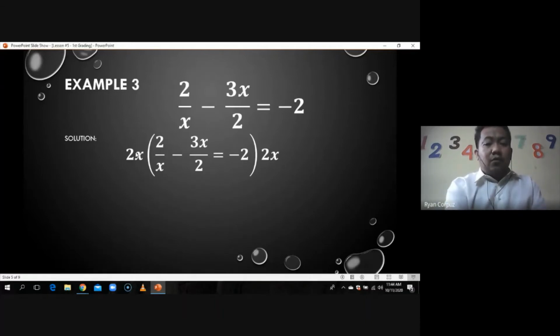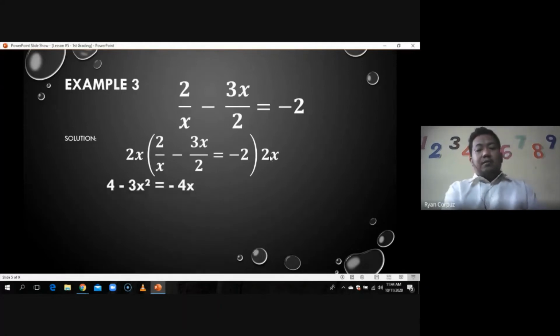Minus 2x divided by 2, that would be x because 2 will be cancelled out. Then x times 3x is equal to 3x squared. So we have 4 minus 3x squared is equal to negative 2 times 2x, which is negative 4x. So that is what it becomes when we simplify this.